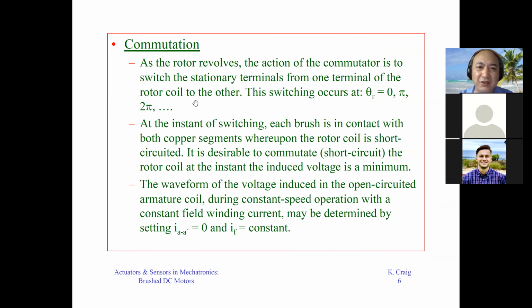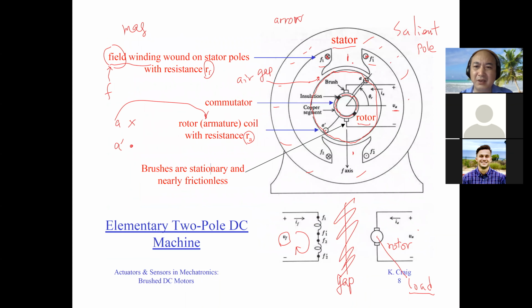So the commutation: as the rotor turns, the action of the commutator is to switch the stationary terminal from one terminal to another. Basically it reverses the sign. The switch happens at rotor angle 0, pi, 2 pi, 3 pi, 4 pi, and so forth. It's a half circle, remember? Remember you have half here? Okay.